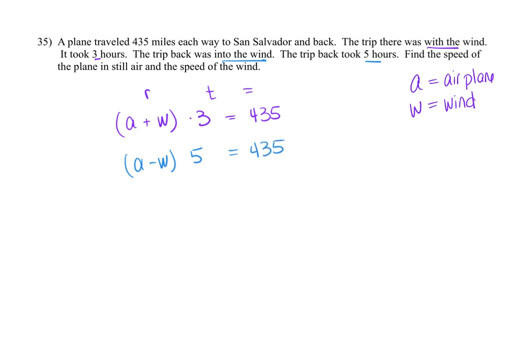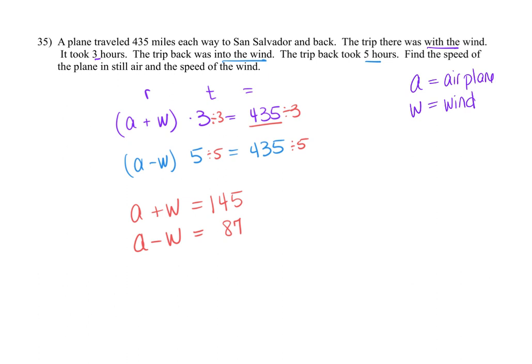So those are your equations. I go ahead and divide out that 3, and I'm going to divide that 5 out, okay? So I will be left with just the a plus w, and I'm going to divide this by 3. All right. And then on the second equation, I'm left with a minus w, and I'm going to divide out that 5. All right. And then I have the perfect equation for elimination, right?